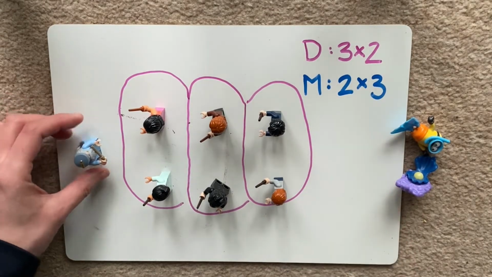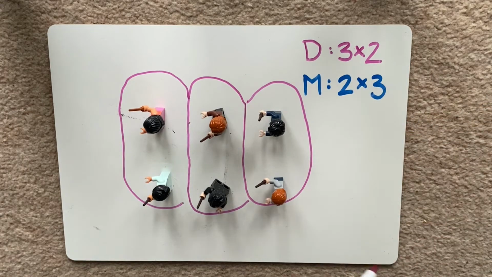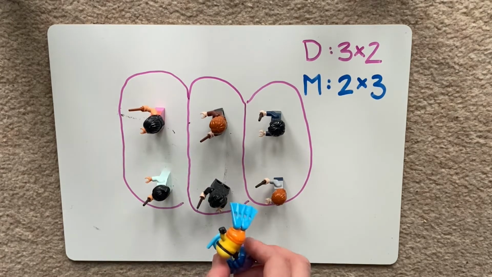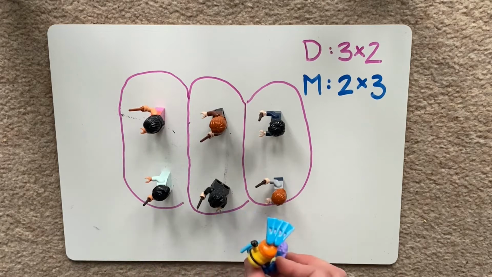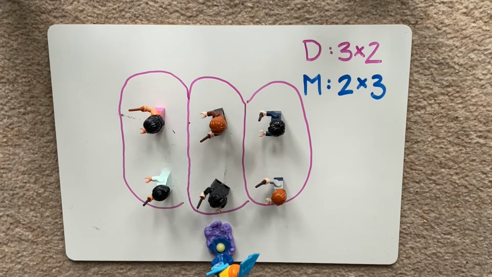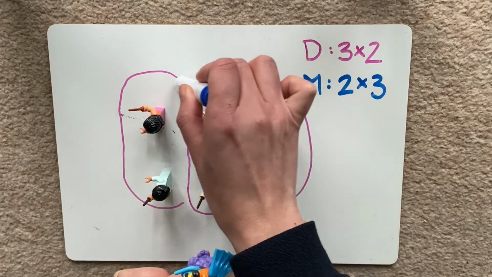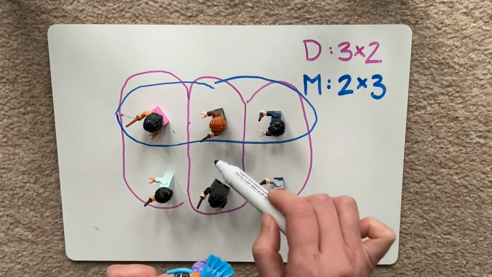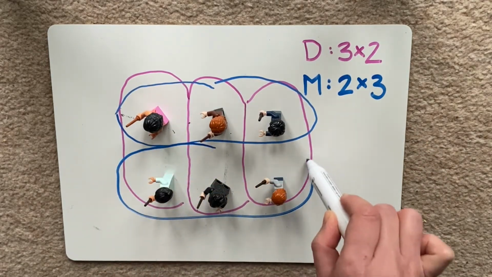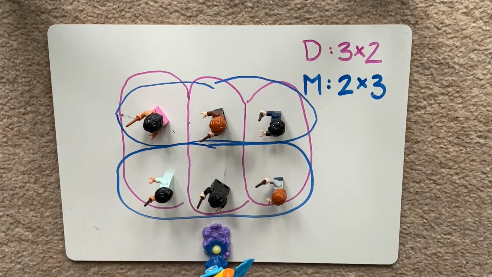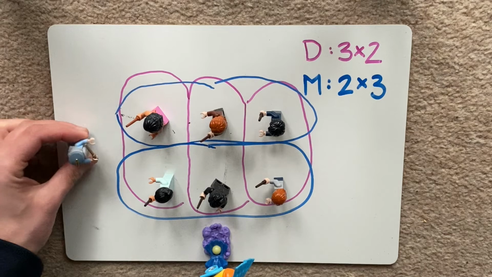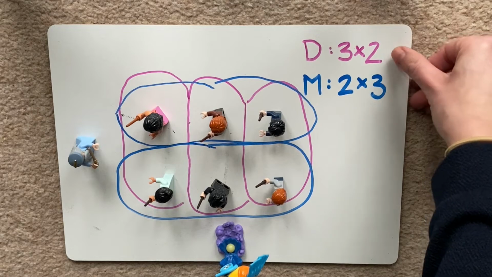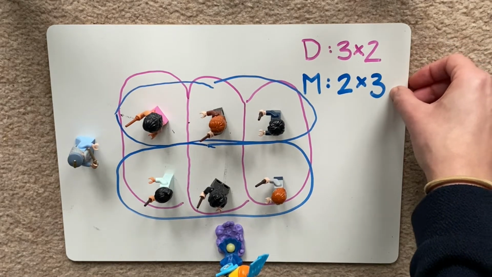Let's see if Mr. Minion is correct. So Mr. Minion is standing on this side, and if he's standing from up here, and he's looking at the rows of children, what can he see? He can see this row, and he can also see this row. So they are both correct. Professor Dumbledore and Mr. Minion are both correct. 3 groups of 2 and 2 groups of 3.